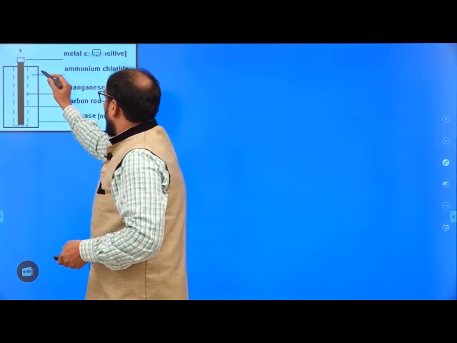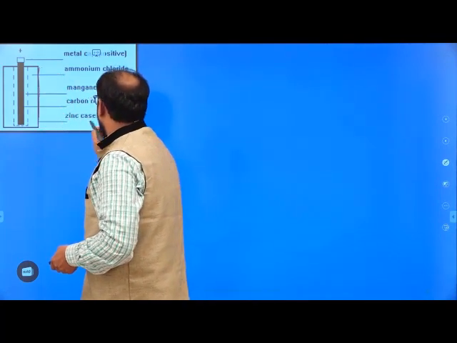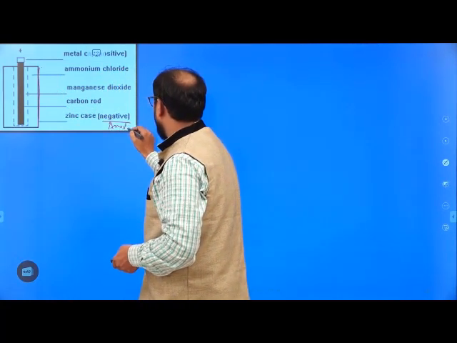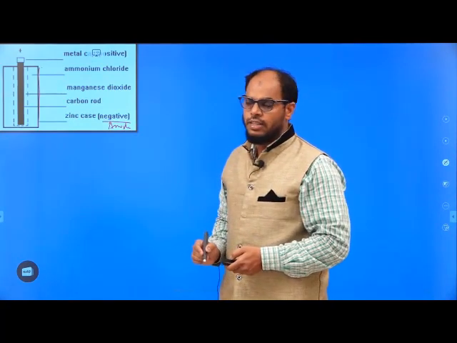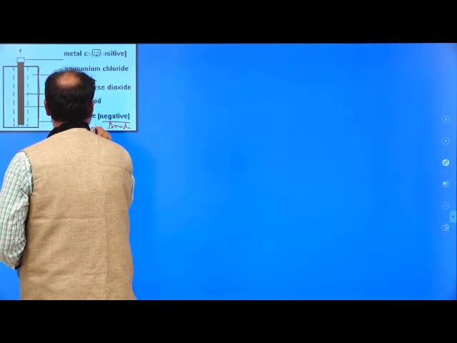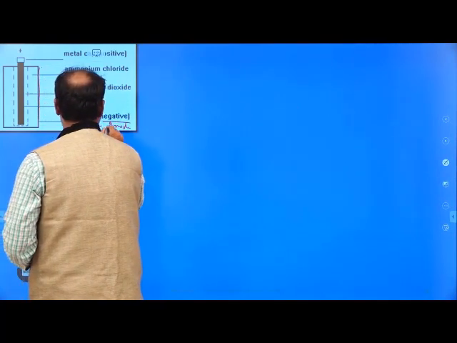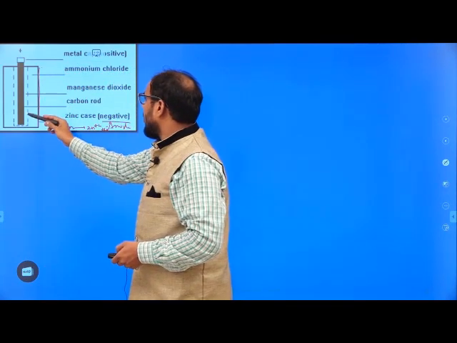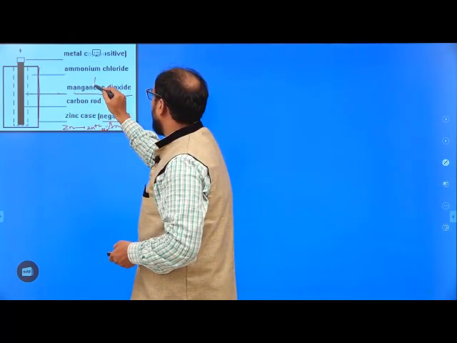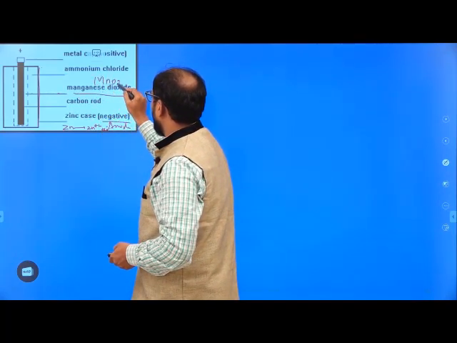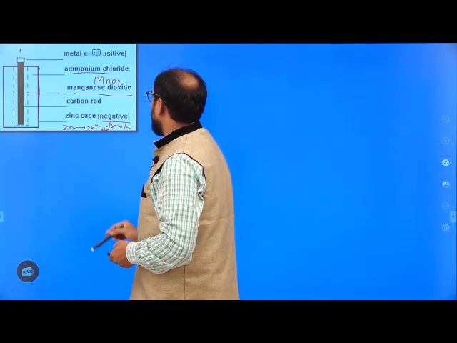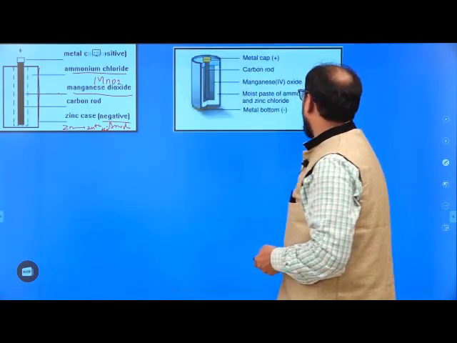We have a zinc case which is negatively charged, that means it is the anode, because we know that zinc has more tendency to lose electrons to form Zn2+. And we have a carbon rod. Surrounding the carbon rod, we have manganese dioxide, that is MnO2. And surrounding this manganese dioxide, we have electrolytes such as ammonium chloride and zinc chloride.